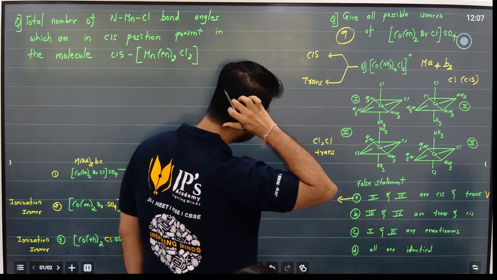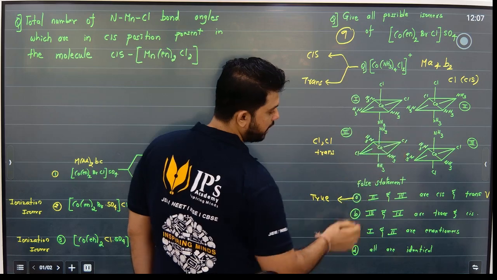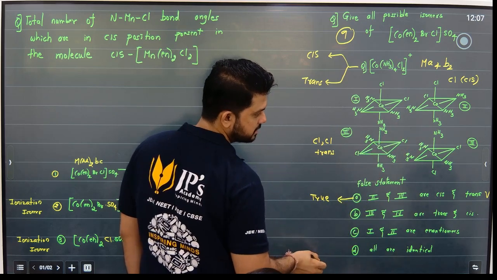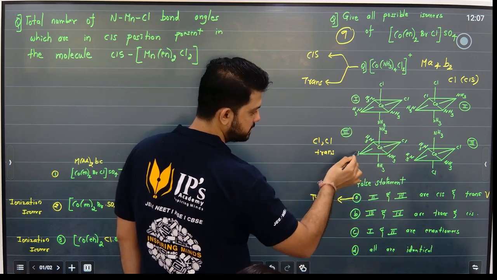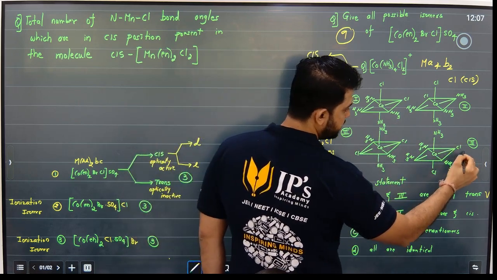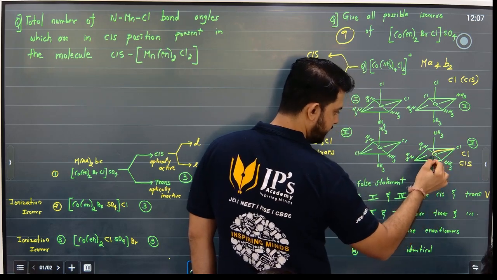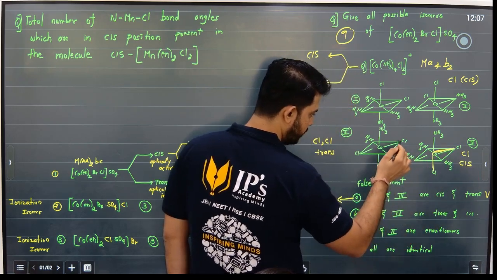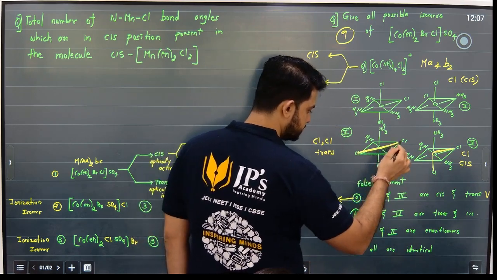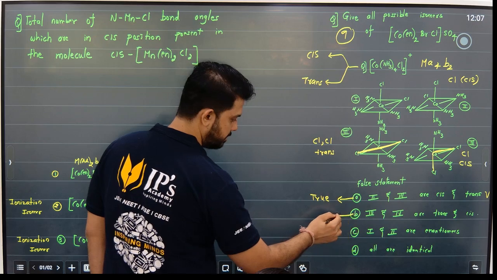What about B? 3 and 4 are trans and cis. Yes, same thing again, people. This is Cl trans and this becomes Cl cis, because the angle between the Cl is 90 degrees, and over here the angle between the Cl, people, is 180. So this statement is also true.